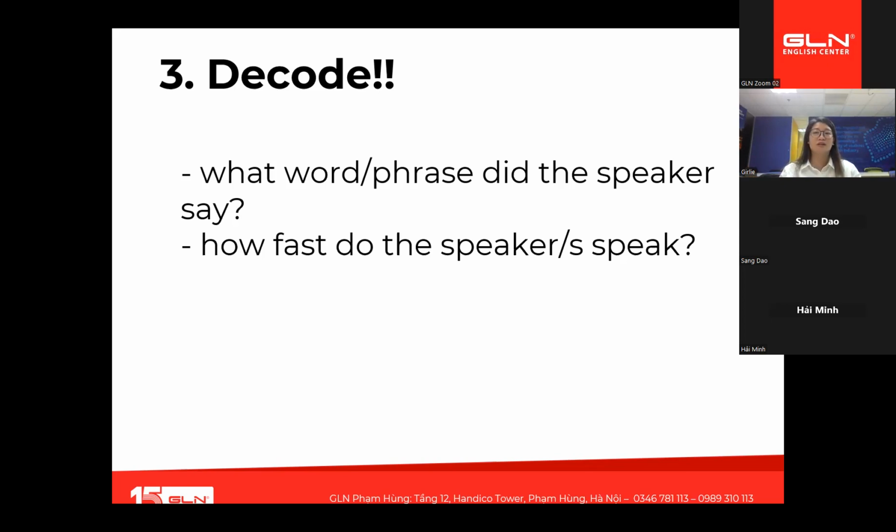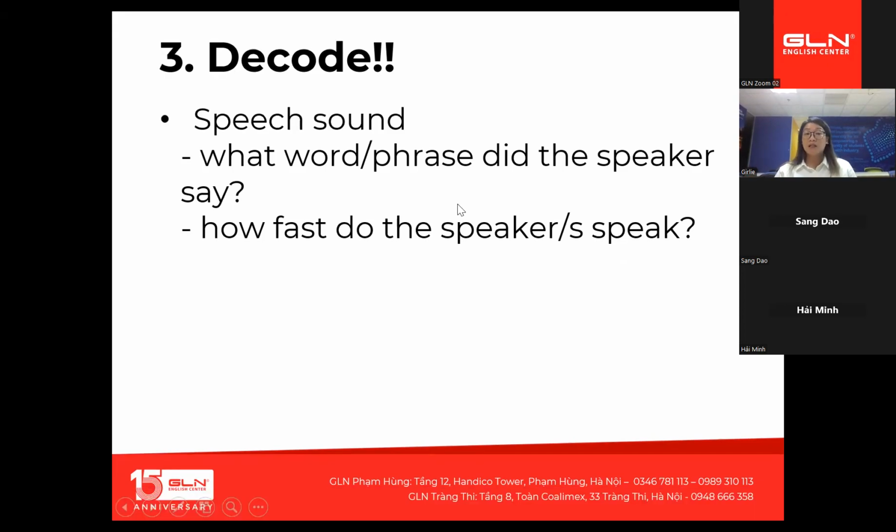So how can you improve your decoding skills? Improve your vocabulary. And of course, listen, listen, and listen. That is one way you can decode. So again, familiarity with different accents, of course. And then the second one is, what's the second one?